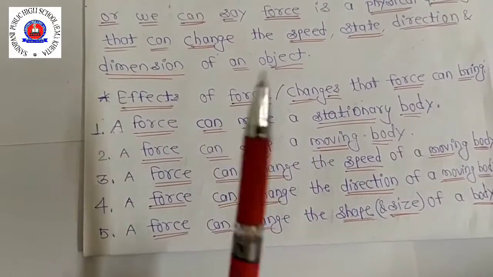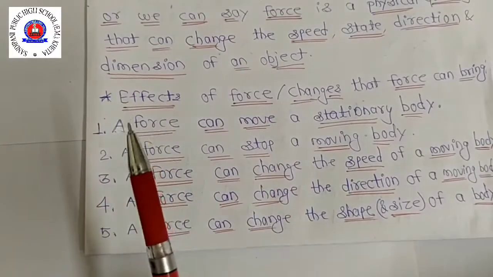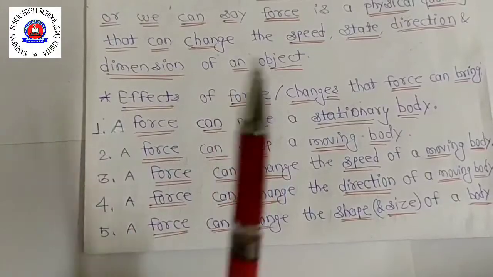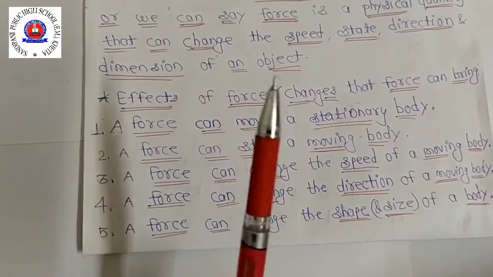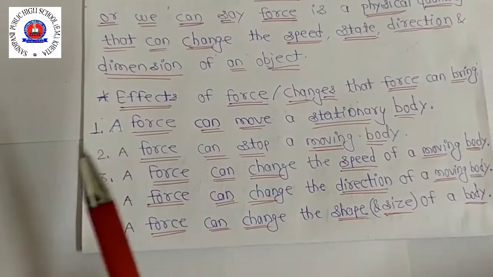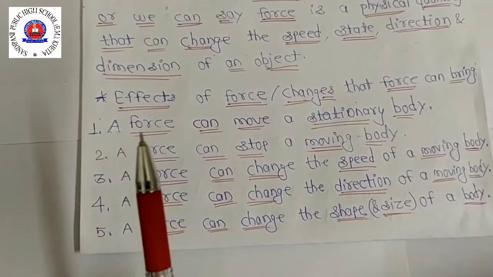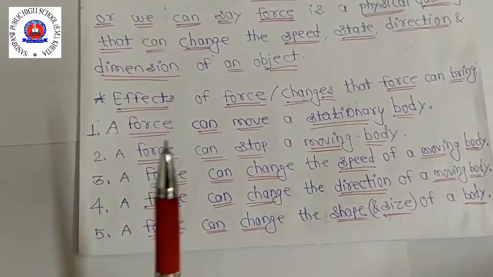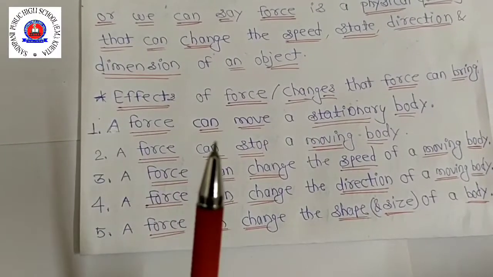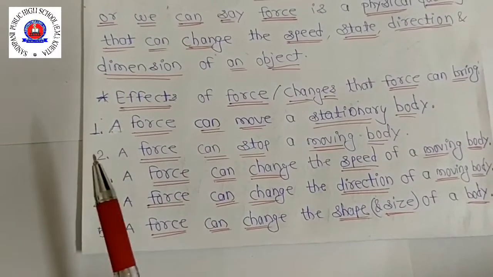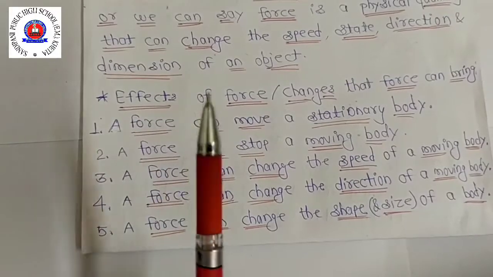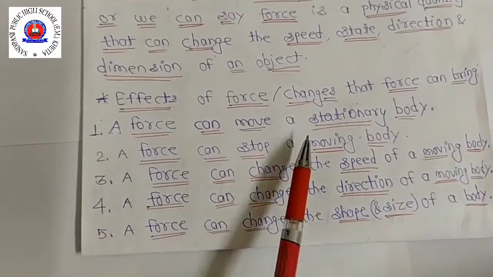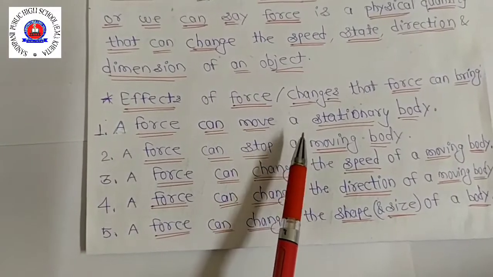Clear? It is a common observation that a football moving on the ground stops after some time. In this case, the force of friction of the ground stops the moving football. जब two bodies contact में आती हैं, so there is a friction force. So that stops the moving football. So similarly, the force of brakes can stop a moving car. From this example, we conclude that force can make a moving body stop.